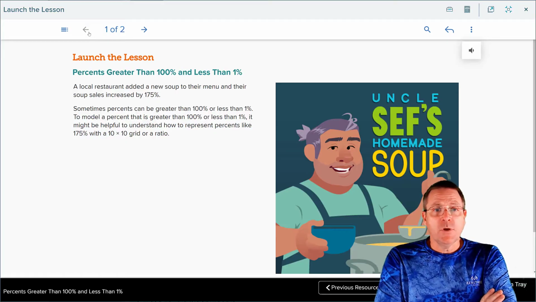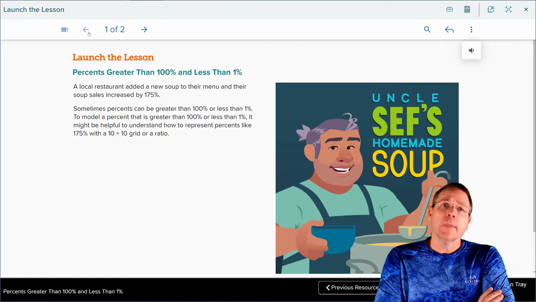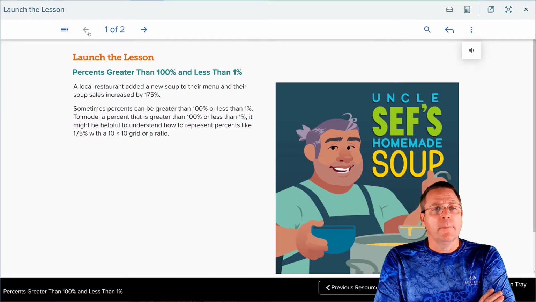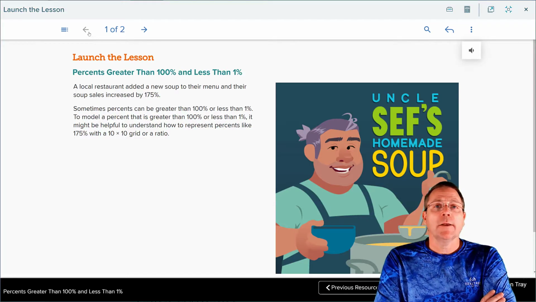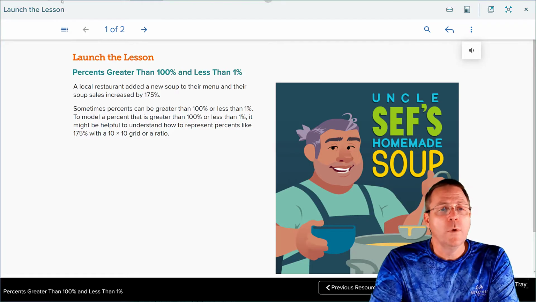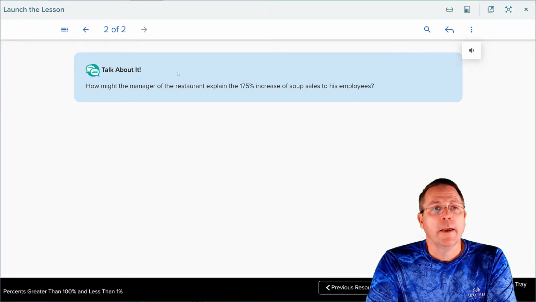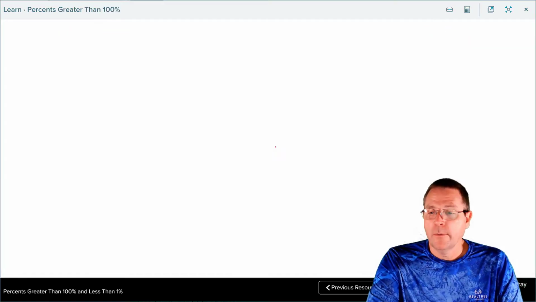Sometimes a percent can be greater than 100% or less than 1%. To model a percent that's greater than 100% or less than 1%, it might be helpful to understand how to represent percents like 175 with a 10 by 10 grid or ratio. So let's move forward from there.